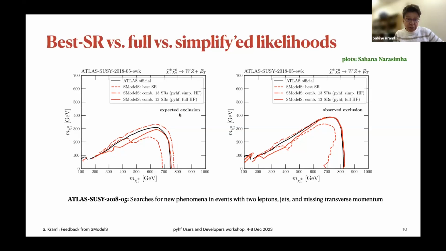You have on the left the expected exclusion, on the right the observed exclusion plot, so the 95% confidence level limit. Dashed is the limit we would get when using only the best signal region. The full solid line is when you use the full HistFactory model with PyHF, and dash-dotted the simplified one. In this case, the simplified one actually works better than the full one, which is probably related to uncertainties that we also have in the efficiencies. But this is a very good match, and so we confidently use the simplified JSON file in the database.